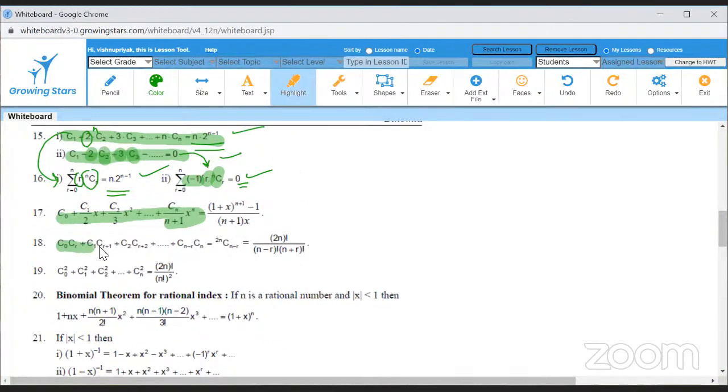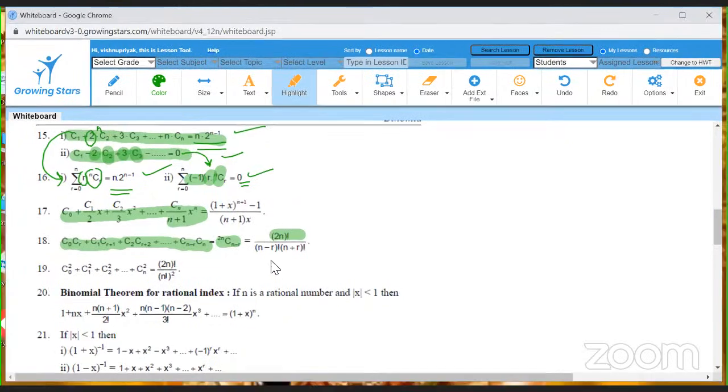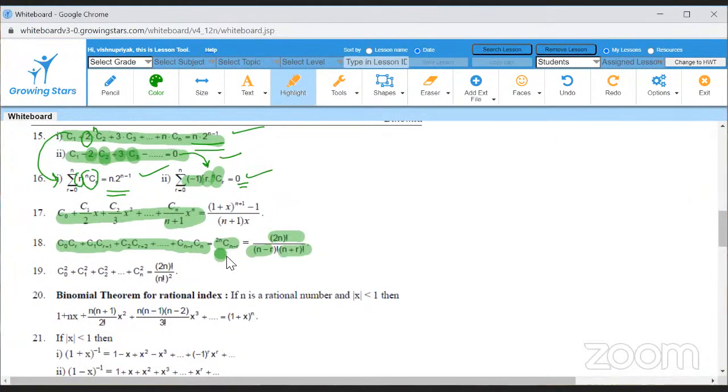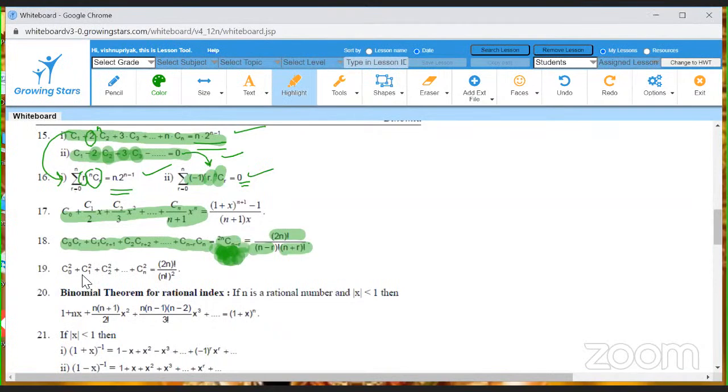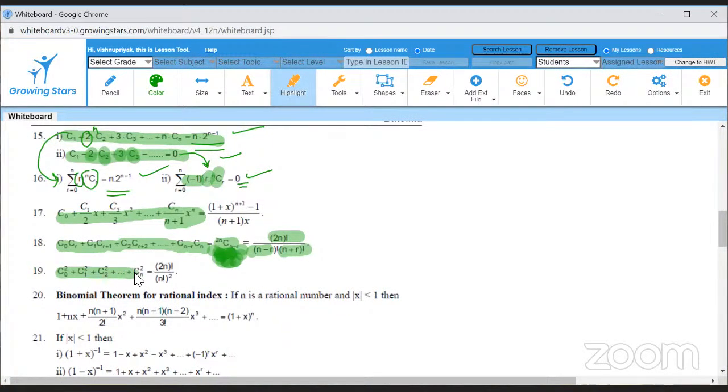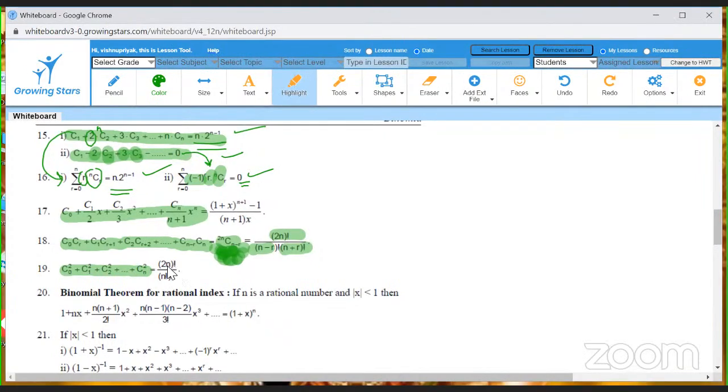Next is C0 Cr plus C1 C(r+1) plus C2 C(r+2) plus ... plus C(n-r) Cn will be 2nC(n-r), which is (2n)! / ((n+r)! (n-r)!). Easy to remember this formula once you know this. If you know this, you can find or remember the formula. Next, C0 squared plus C1 squared plus C2 squared plus ... plus Cn squared is (2n)! / (n!)^2.